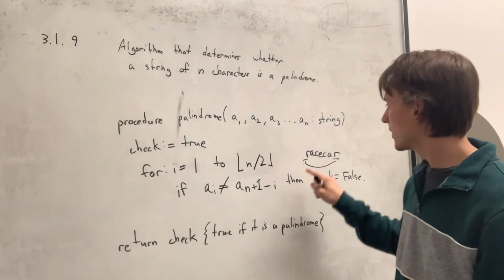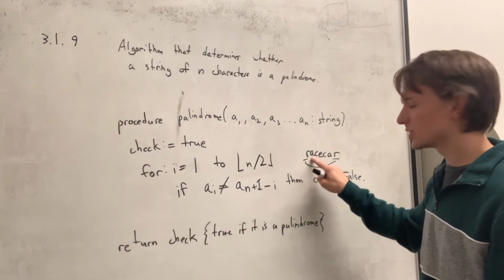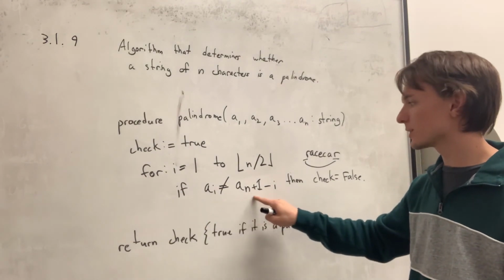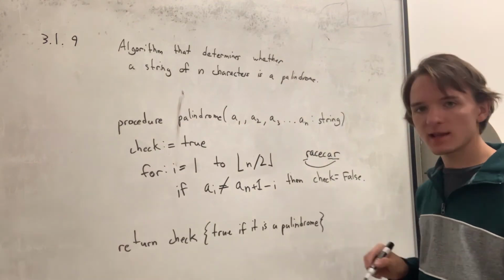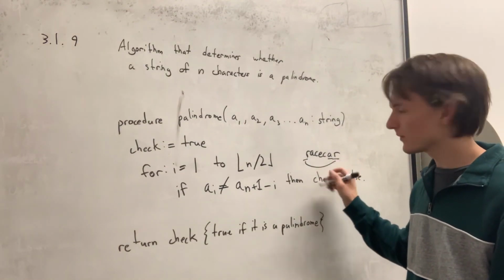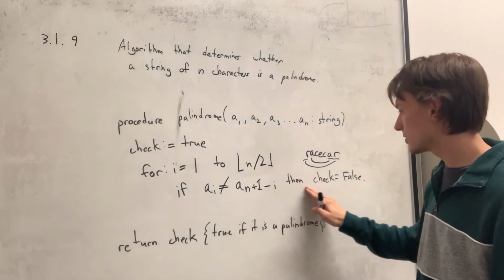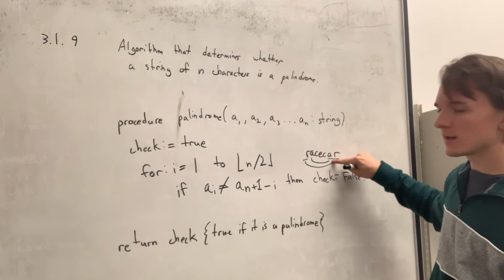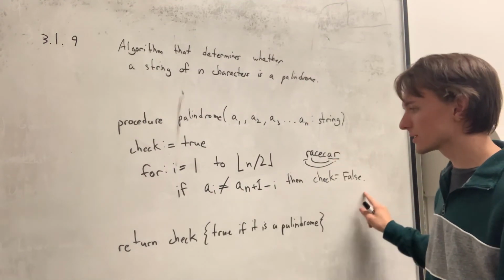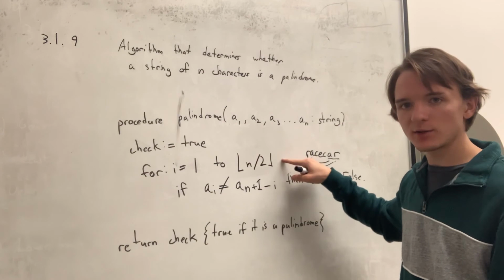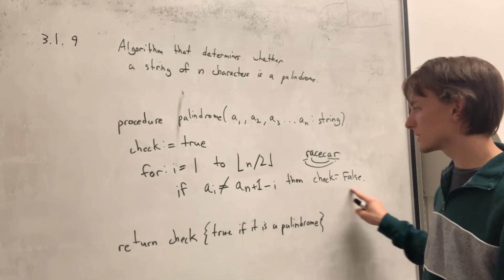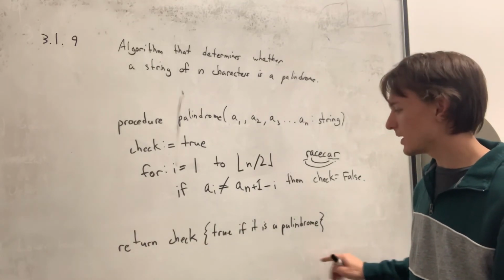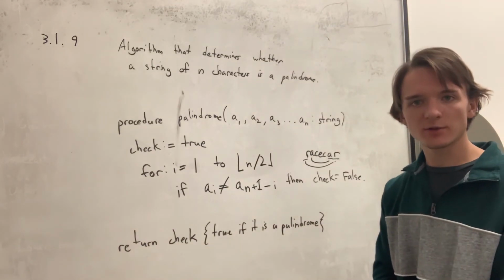On the second loop, we would check A of I, which is just the second letter A. Is it or is it not equal to A of n plus 1 minus I? That gives us this A in the very back, right before the R. This checks out, so check is never set to false. If this second A was anything but an A, then this would be set to false, and the loop would continue until it finished. It would never be able to set check back to true, and at the very end we would return check as true or false, depending on whether or not we were given a palindrome as input.